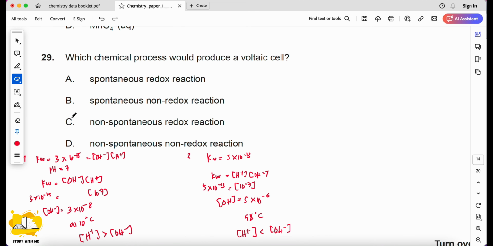Which chemical process would produce a voltaic cell? Number 29, which chemical process would produce a voltaic cell? A voltaic cell operates based on spontaneous redox, converting chemical energy into electrical energy through transfer of electrons from the reducing agent to the oxidizing agent. This flow of electrons generates an electric current, thus it is spontaneous.